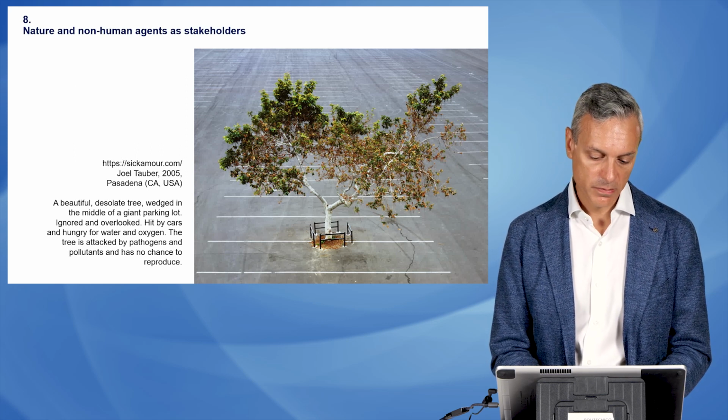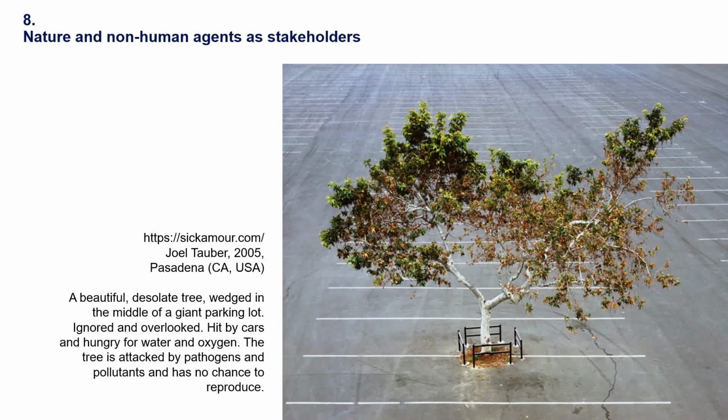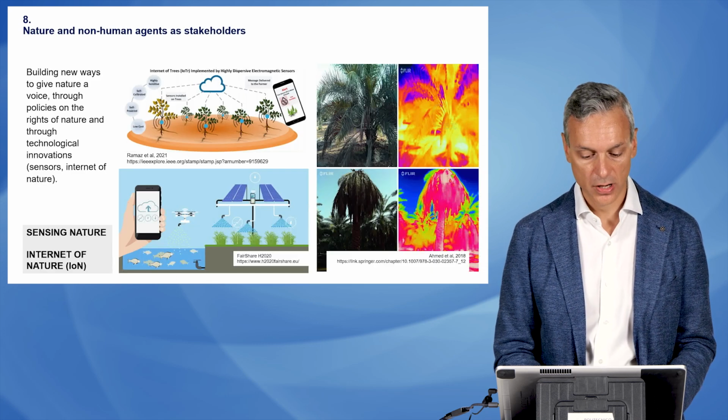In this image that I'm showing, produced by an artist, Joel Tauber, in 2005, is depicting the death of a tree as an art installation project, and the artist tried to look at this tree and the dying process of this tree to recognize that we usually use nature as a solution for improving our environment, our health, but we forget about the rights of nature. So this dying tree reveals that we need ways to give voice to nature.